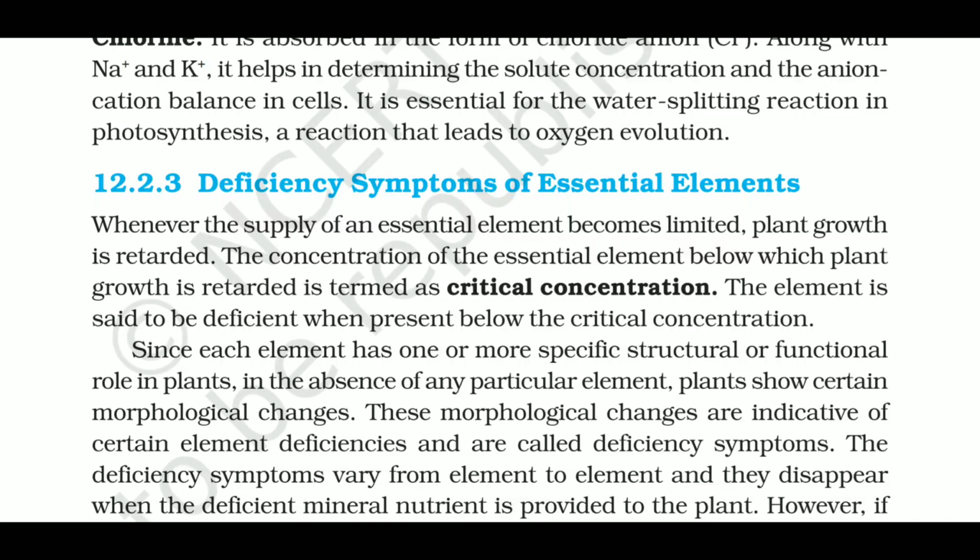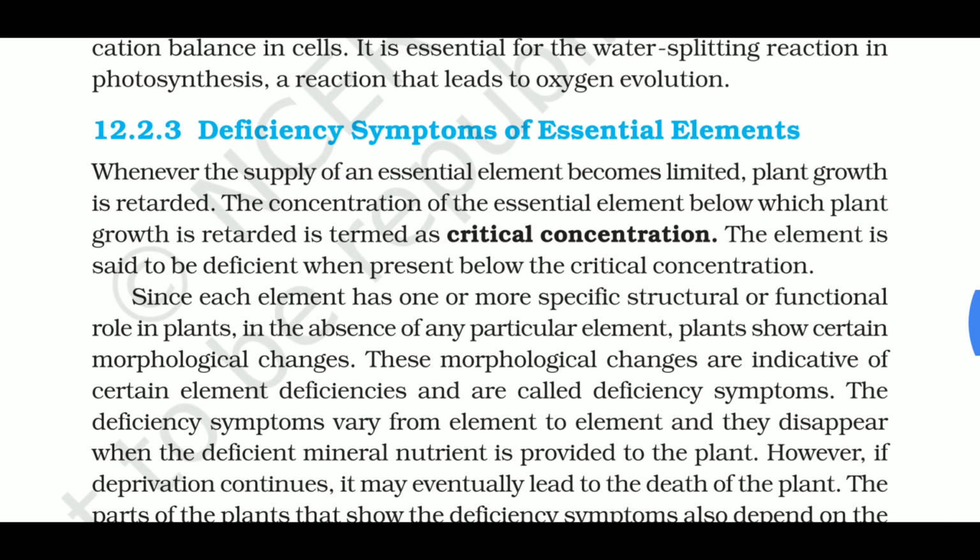Guys, welcome. Now we are going to continue with the chapter Mineral Nutrition in Plants. So from the NCERT textbook, we are going to continue with the topic of mineral nutrition, about deficiency symptoms of essential nutrients. So let's see the topic.